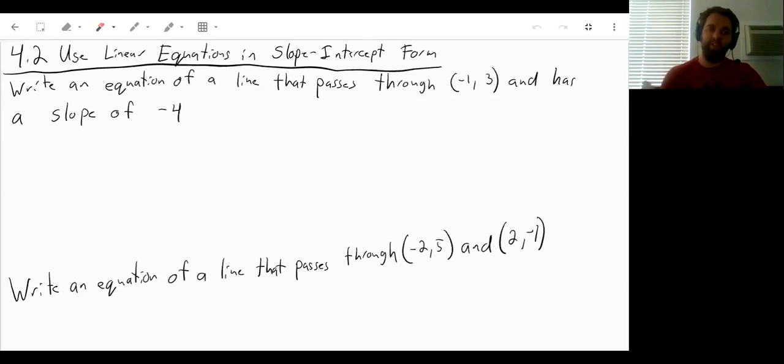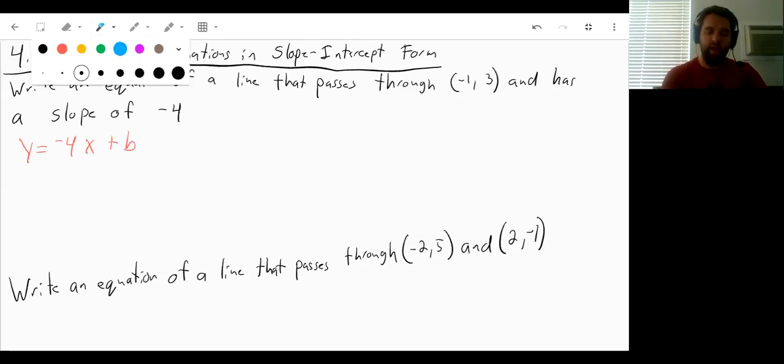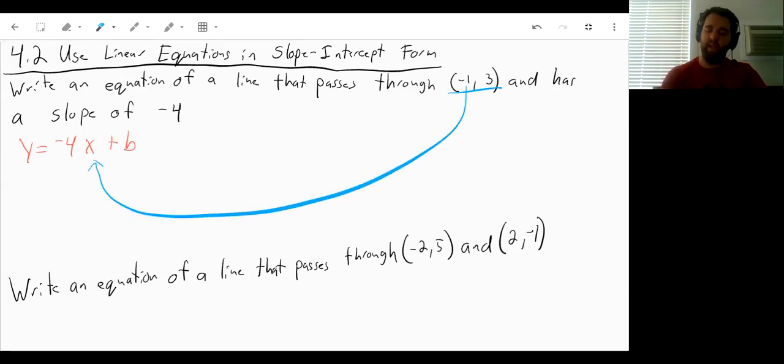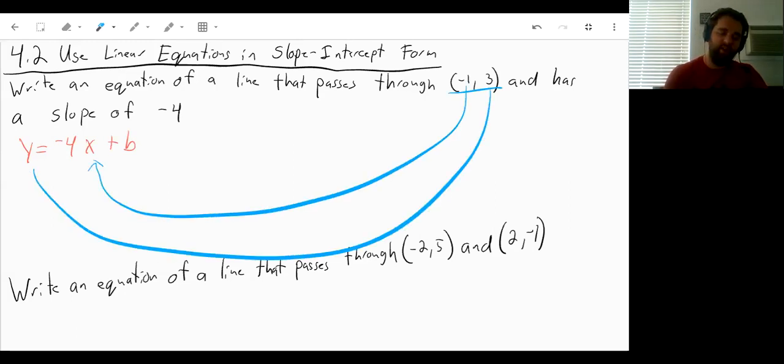So the nice thing is with the slope, we can plug that into our y equals mx plus b equation already. So we'll have y equals negative 4x plus b. Now we don't know what the b is. We don't know what that y-intercept is this time, but it gives us a point, an x and a y coordinate. Well, what we can do with that is we can take the x coordinate and plug it into the x, and the y coordinate and plug that into the y.